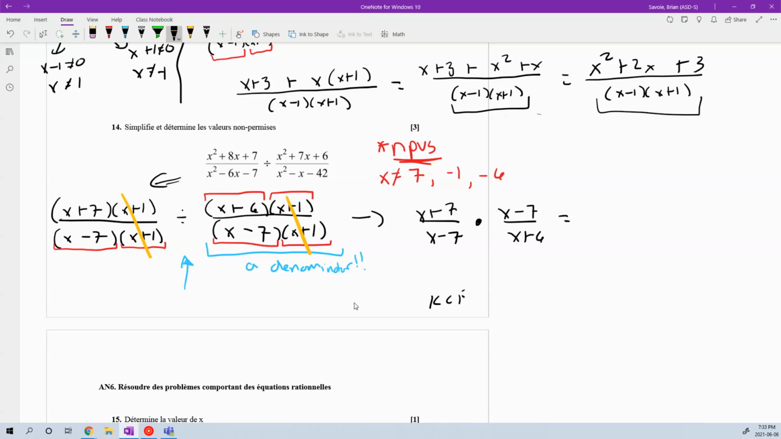And when I put these together, remember, multiplying fractions is chill. You just smush them together. So x minus 7, x plus 7, and x minus 7, and then x plus 6. And then the x minus 7s cancel, and we are left with x plus 7 over x plus 6 as a final answer. Okay, simplified all the way down, non-permissible value stated.